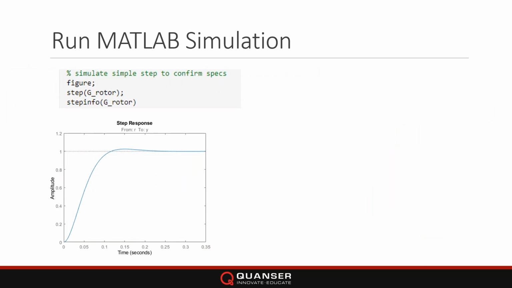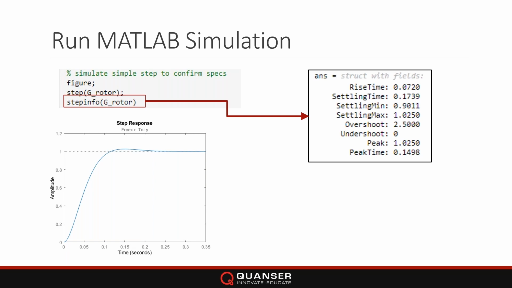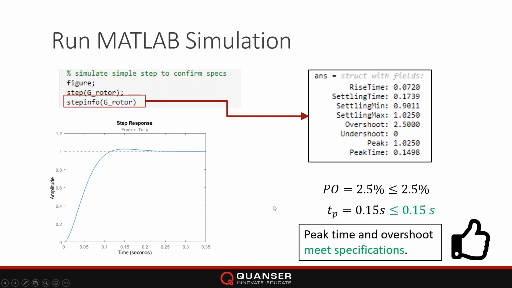This is a command I've been using a lot, stepinfo. So stepinfo of that closed loop transfer function gives me the settling time, overshoot, all that stuff automatically, right? I've been using this command a lot lately, and it's very handy. It's quite the time saver. You can see that the overshoot is 2.5% and the peak time is 0.15. That's exactly my design constraint. So great, that's telling me that my PI design is correct. So I'm happy with that.